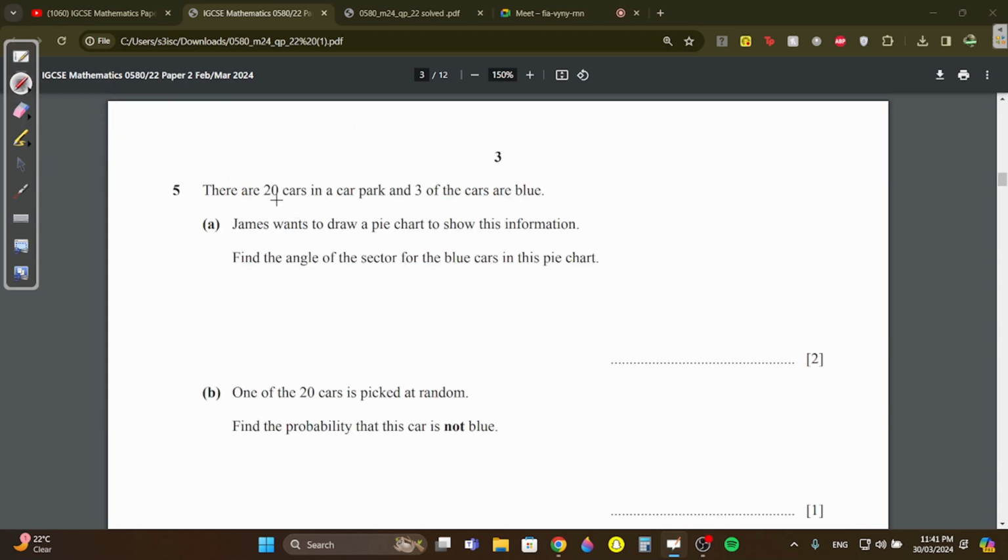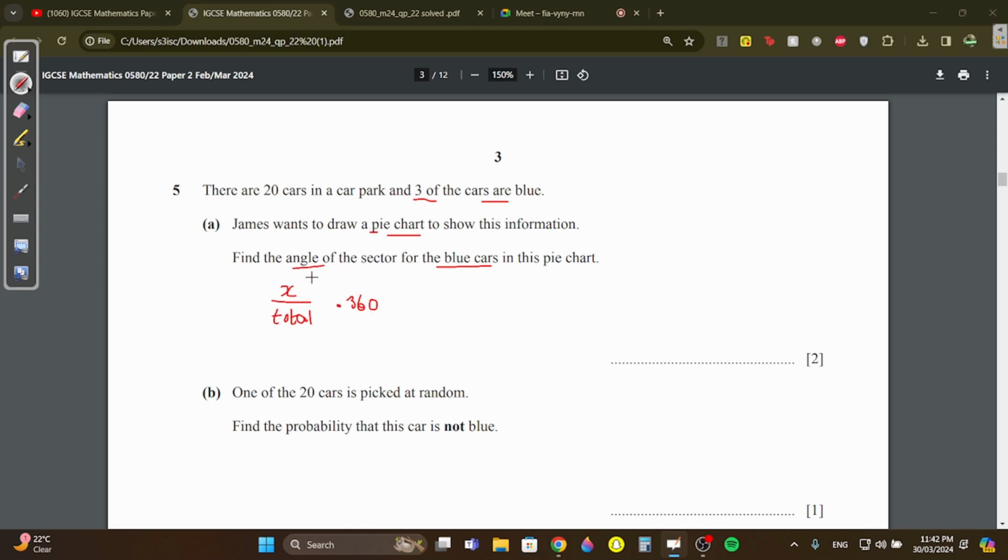For question 5, there are 20 cars in a park, and 3 of those cars are blue. James wants to draw a pie chart. He wants to find the angle for the blue cars. Whenever you're working with angles inside the pie chart, it would be X over the total times 360. Whenever you're working with angles on a pie chart, this is how you do it.